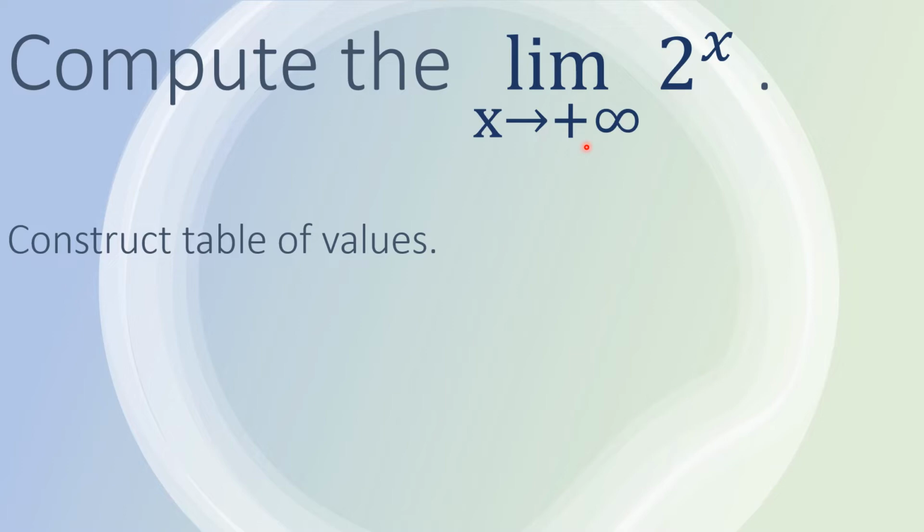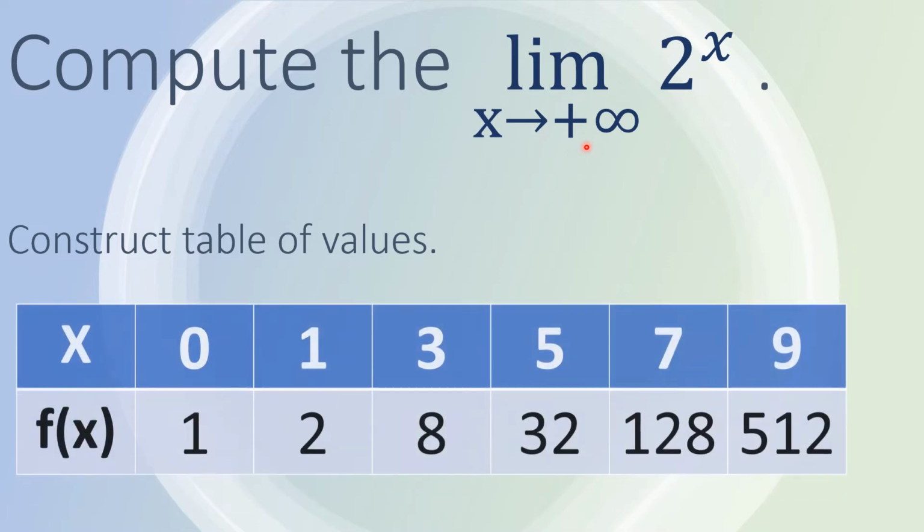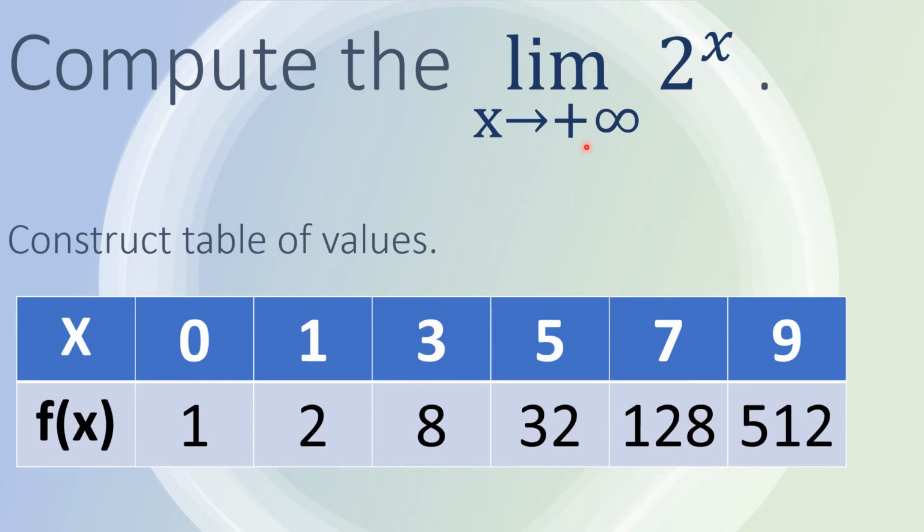Let's construct a table of values. Right. So since positive infinity, let's have x as 0, 1, 3, 5, 7, 9, and so on and so forth. And the moment na i-substitute ko, 2 to the power of 0, that's 1. 1 na naman ang x, 2 to the power of 1, that's 2. 5 na naman, 2 to the power of 5, 32. 2 to the power of 9, 512. So ano ang na-observe nyo? Ano ang answer nito ngayon?